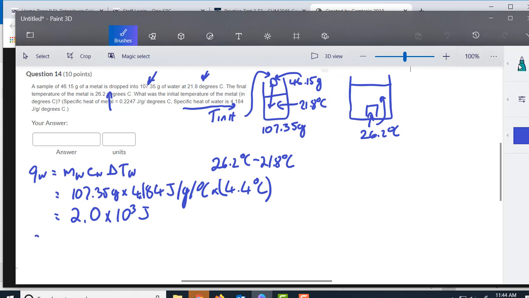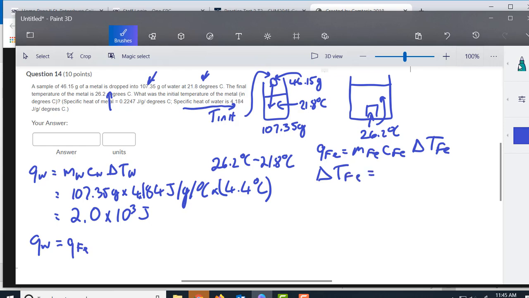And the heat released by the water, or sorry, the heat gained by the water is going to be equal to the heat released by the iron. So QW is going to equal QFE. So now we go over here and we start with the QFE is equal to, I'm saying it's iron, but it could be any metal, MFE, CFE, delta TFE. Now the change in temperature of the iron is going to be QFE divided by MFE times CFE.